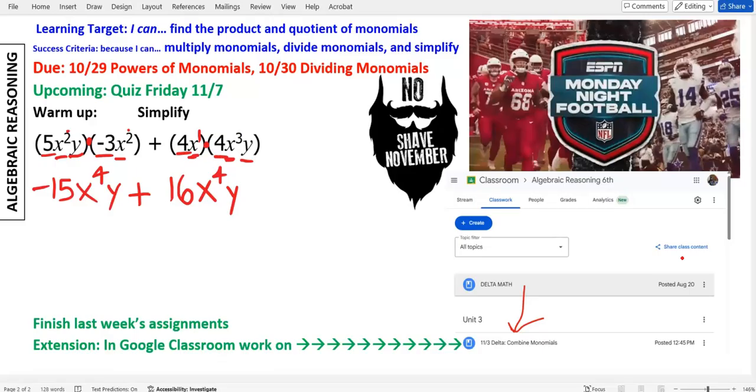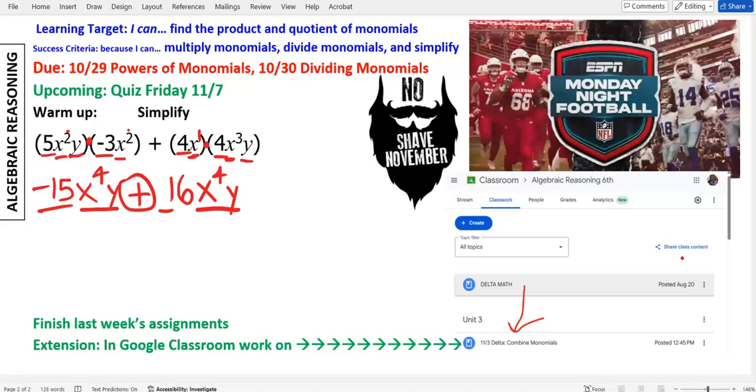So look, I have an example of multiplying. I got another example of multiplying. And then it says to add them up. But the question is, can I add them up? Do they have the same variables? Does this match this? x^4 y, x^4 y. They do match. So what are we going to do? We're going to add the coefficients. What's negative 15 plus 16?